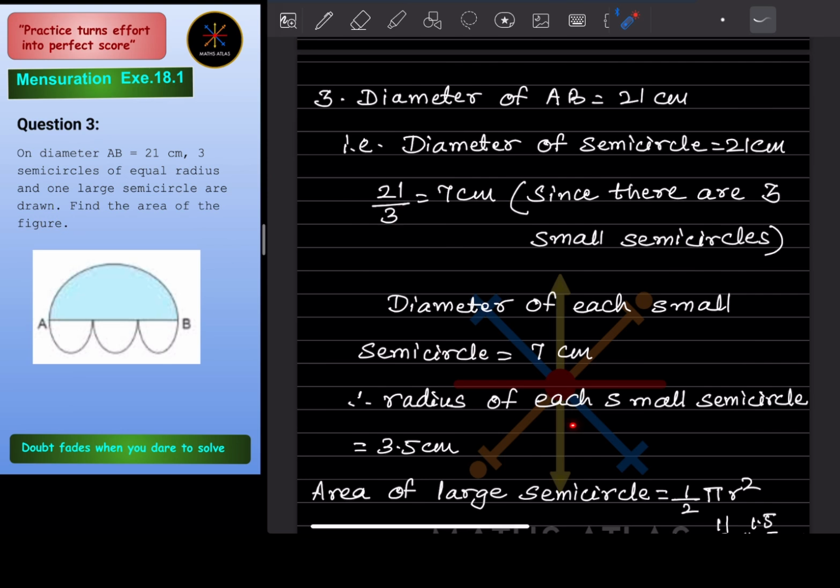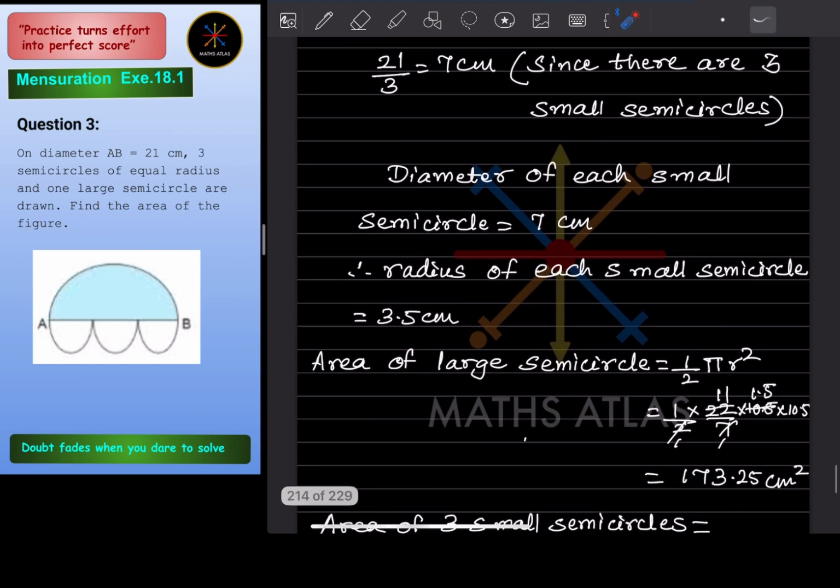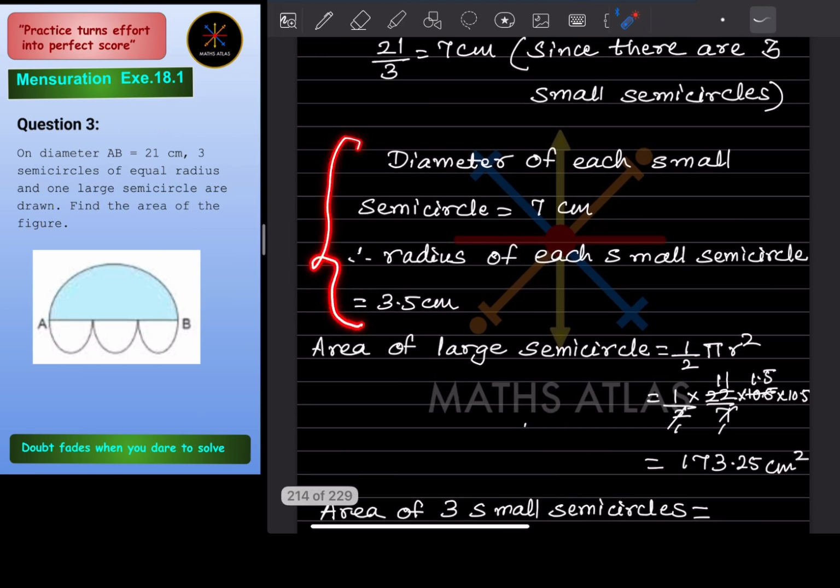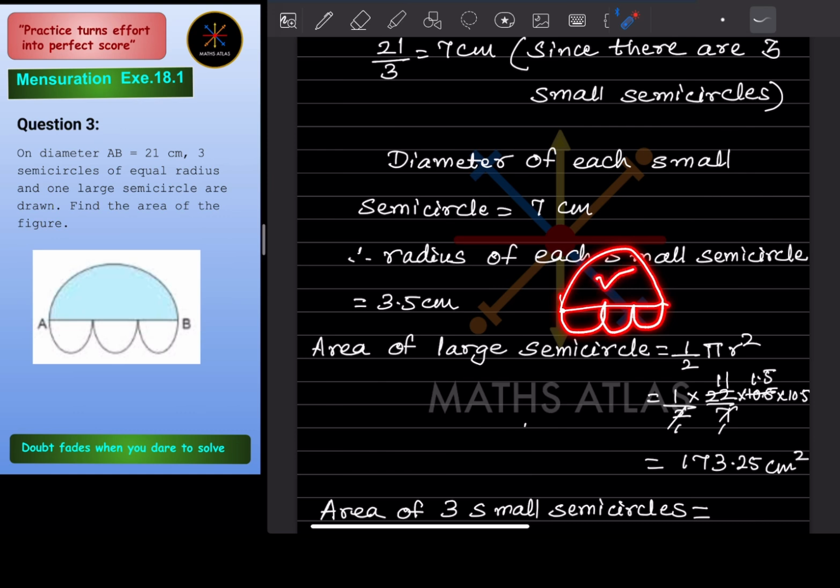The radius will be half of the diameter. When you divide this by 2, we get 3.5 centimeter. So we have done all these calculations first. Now we are going to go directly for whatever they have asked. We have to find the area of the figure, meaning this whole figure. This is the large semicircle, and this we can consider as the smaller semicircle.